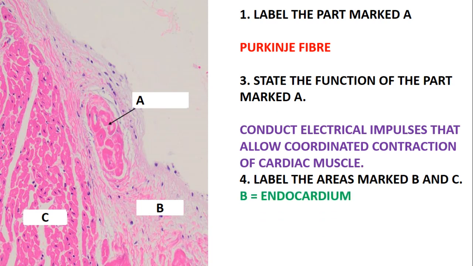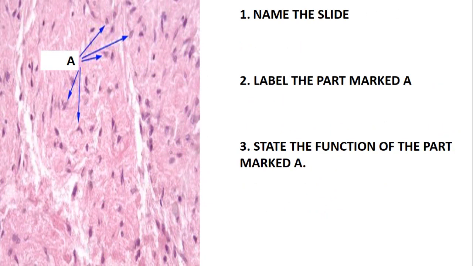B is just the endocardium, and then C is just the myocardium. As you can see, the myocardium is a little bit thick because of the job it does. Okay, let's quickly move on and look at the next slide.